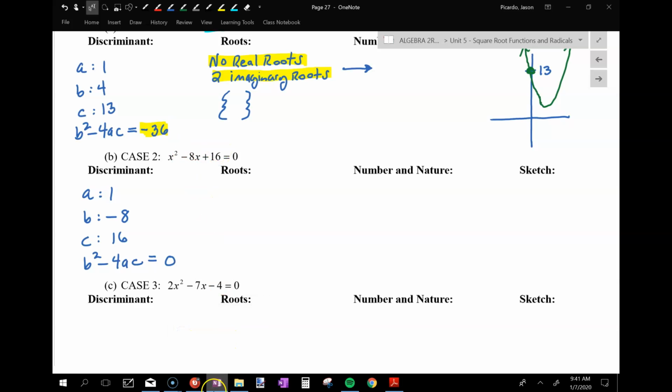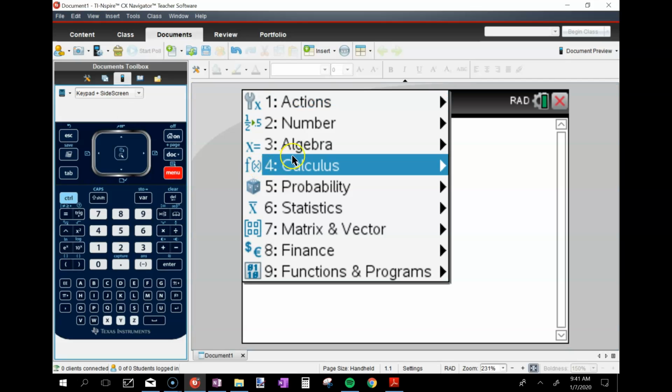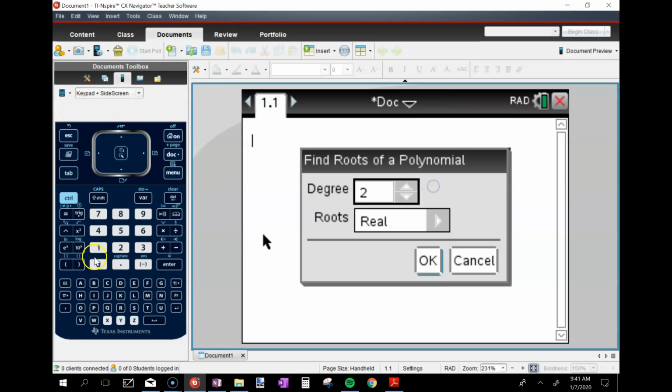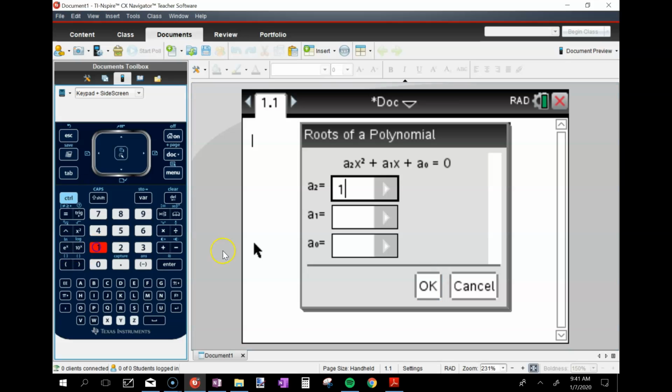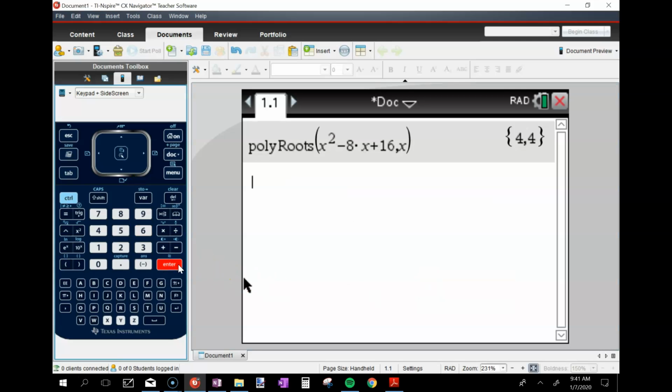When I do polyroots of 1, -8, and 16, I get 4, 4. How many responses did I get? 2. I got two responses. I got a response of 4 and a response of 4. How many different answers did I get? 1.